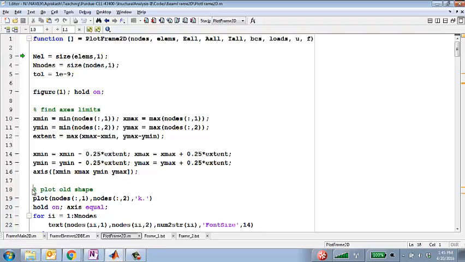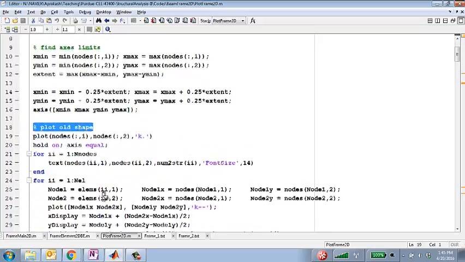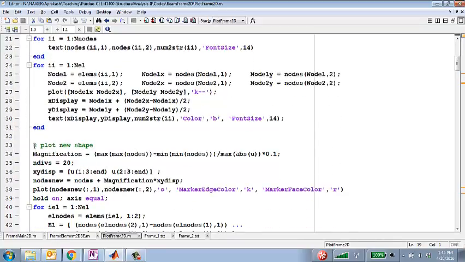So this section is about plotting the old shape. I'm not interested in that. Plot the new shape. How do you plot the new shape, by the way? Plot the old shape is simple. I know the locations of all the nodes. Just connect them with lines. And the commands to do that is already given here. The command that I use is plot in MATLAB.